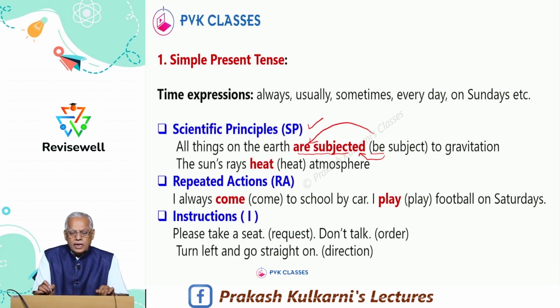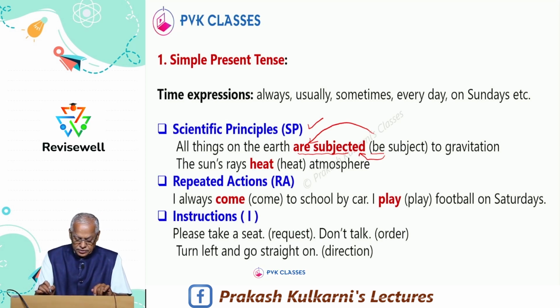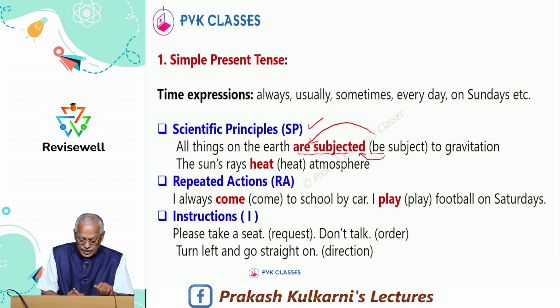Now here be verb, it is referred to are, and this is related to subjected. Please remember, am is are followed by past participle, it is called passive voice. So all things are subjected to gravitation. The correct form of be subject is are subjected. The sun's rays heat atmosphere. Now sun's rays, rays plural is there, therefore heat is plural.